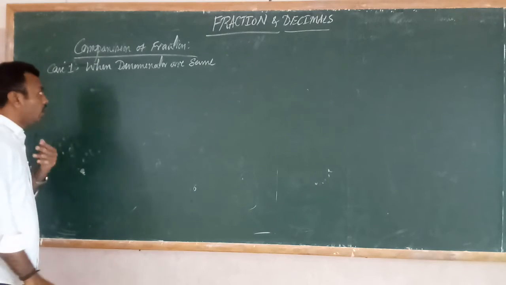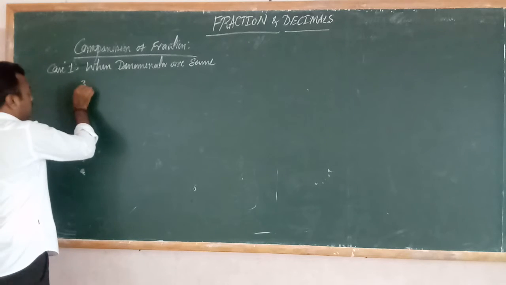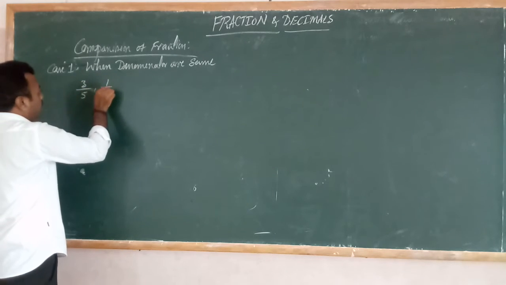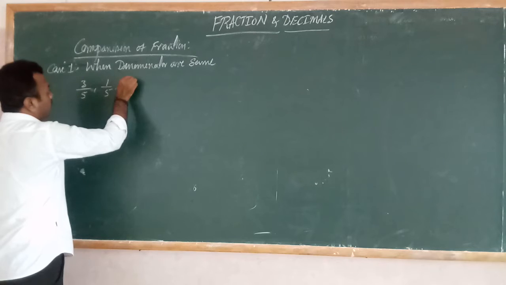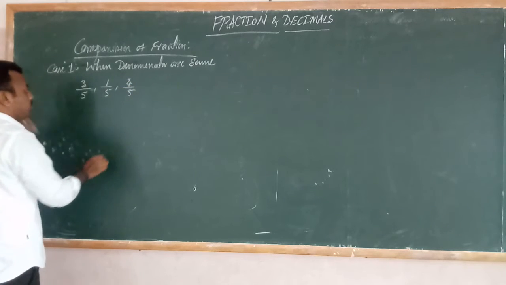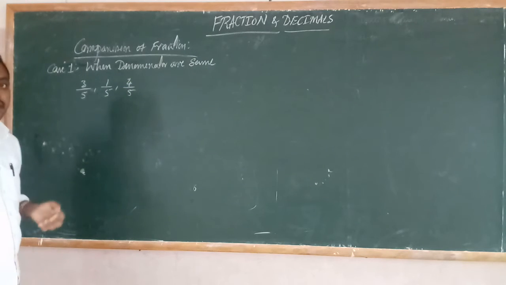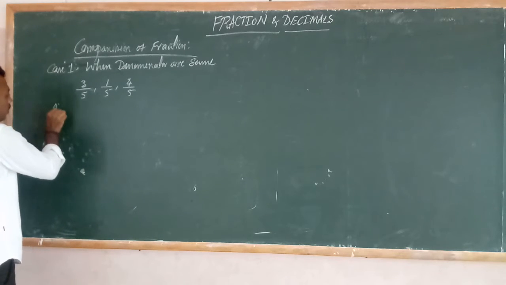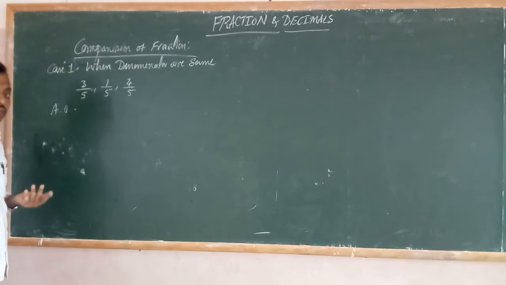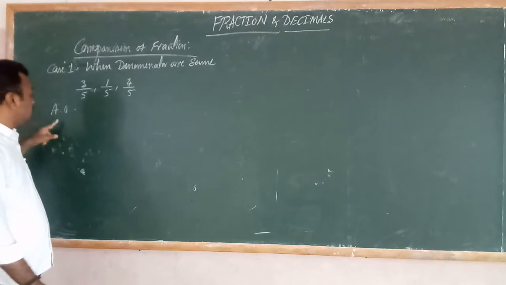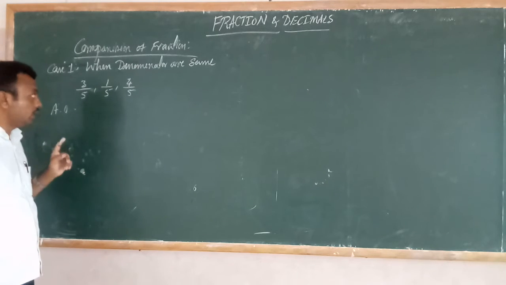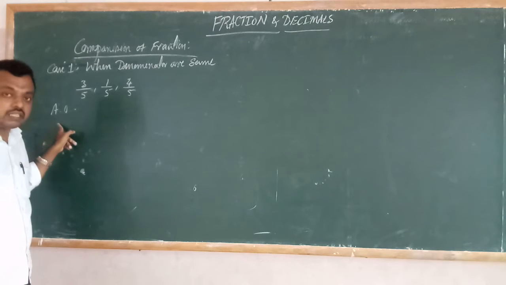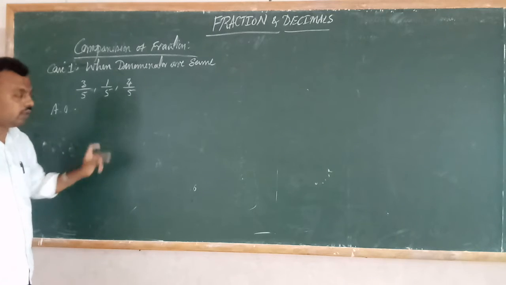What is the method? I will take an example: 3 by 5, 1 by 5, and 4 by 5. You have to write them in ascending order or descending order, any one. First, I will take ascending order. Do you know the ascending order? Yes, small to big. We know already.